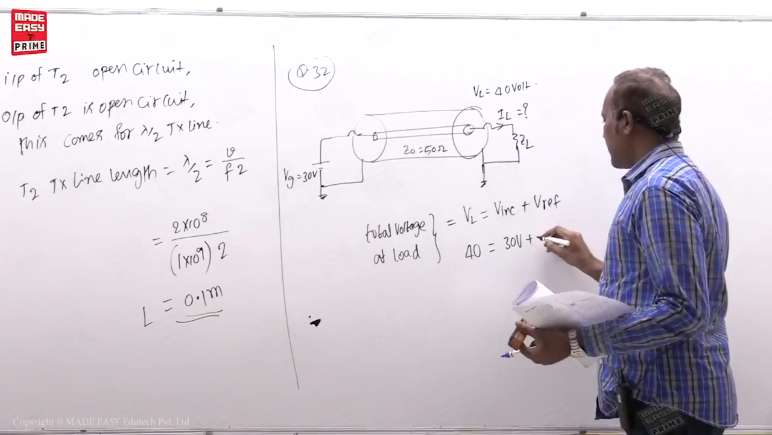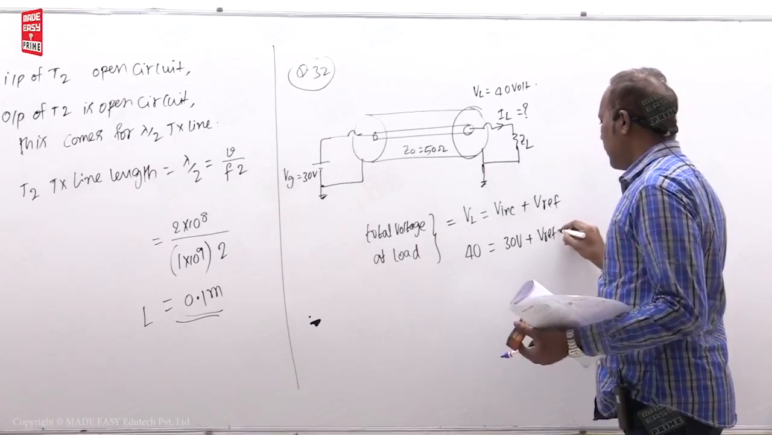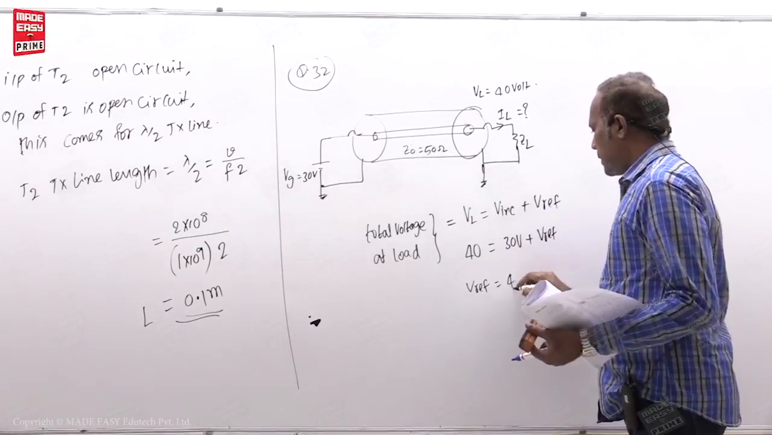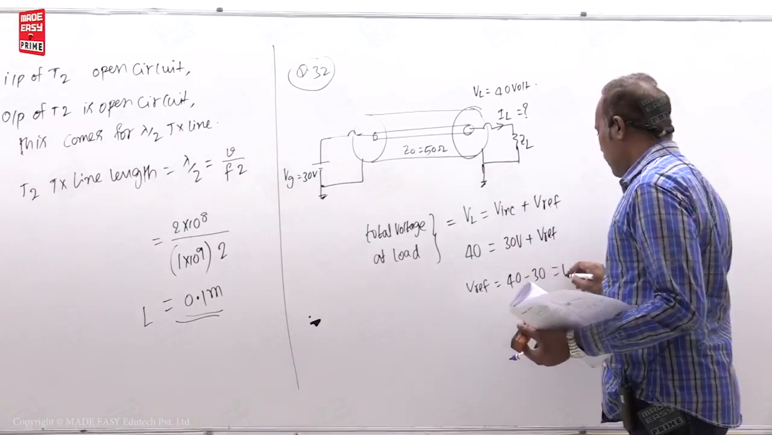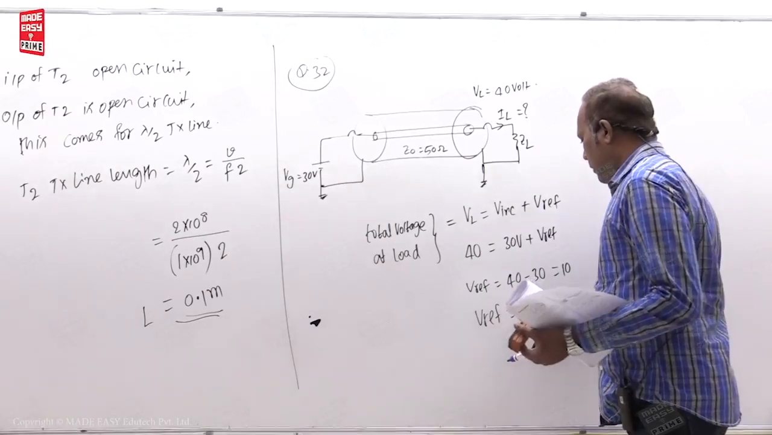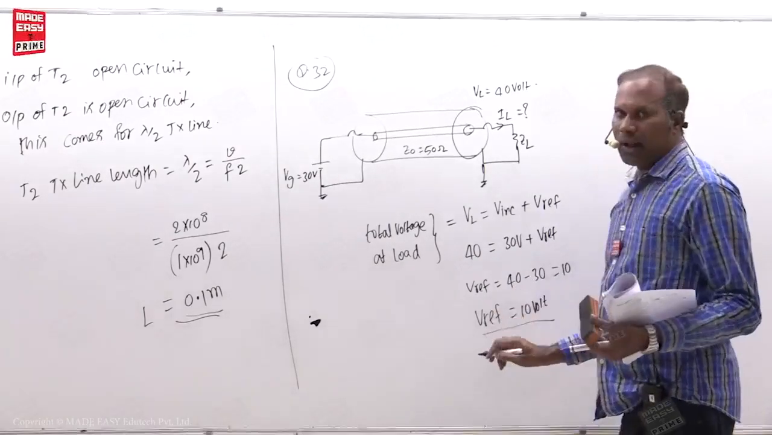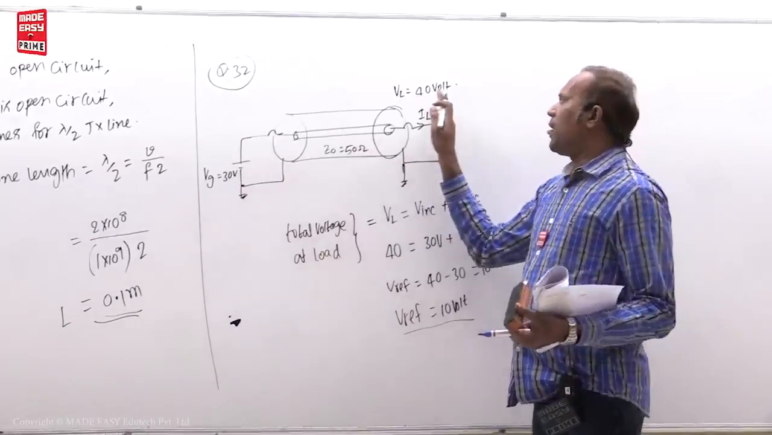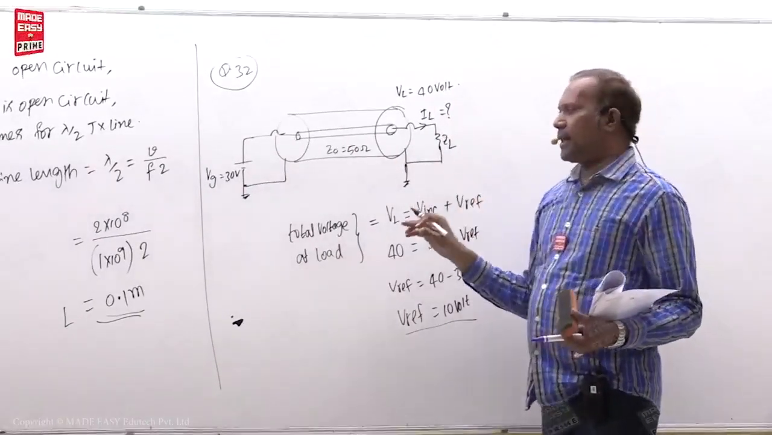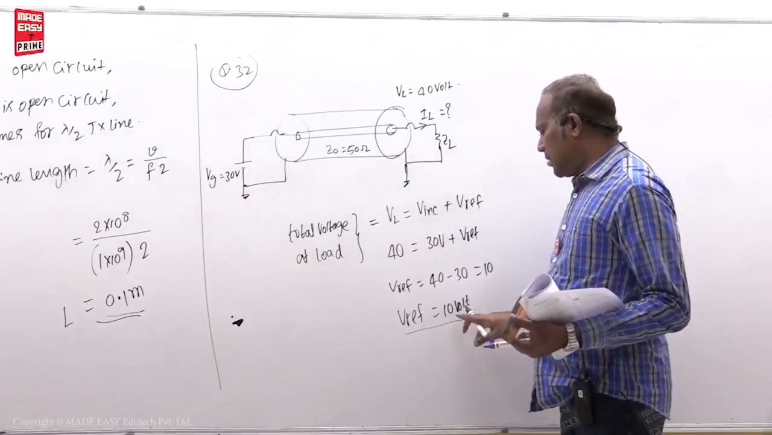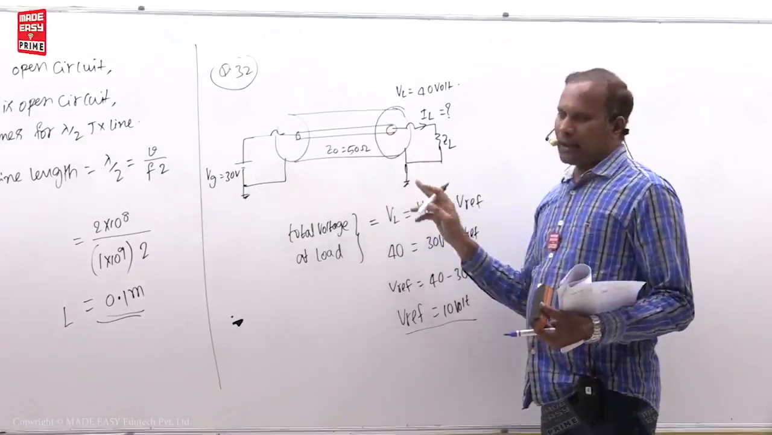Now V reflected voltage you can find from this. So reflected voltage is 40 minus 30, and that is 10 volts. Now you may have a doubt about why 30 volts is here and 40 volts is there. What is happening in this case? Actually, there is a reflection coefficient. Because of that, reflected voltage is 10 volts, incident voltage is 30 volts.